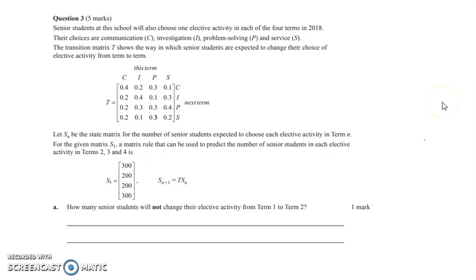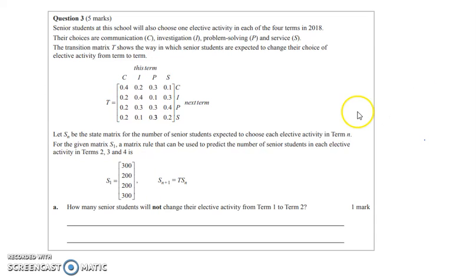Hi there, we're looking at a question from the 2017 Exam 2, and this is from the Matrices module, and this is question 3. So right here we have a transition matrix T showing the way in which senior students are expected to change their choices of electives activity from term to term.